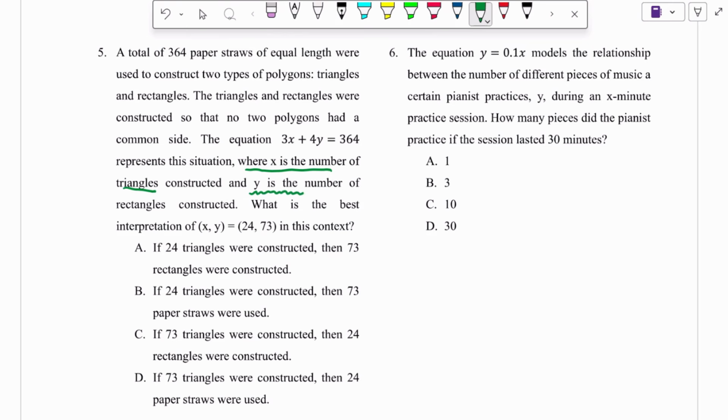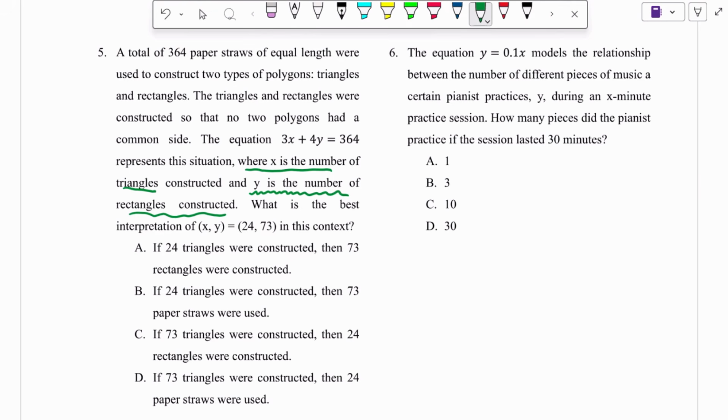And y is the number of rectangles. Okay. What is the best interpretation of the answer 24, 73? So if I take a look here, the 24 is tied to triangles and the 73 is tied to rectangles because of X and Y in the ordered pair. Looking at my answers here, which one fits the situation the best? 24 triangles were constructed. Hey, question A looks good.